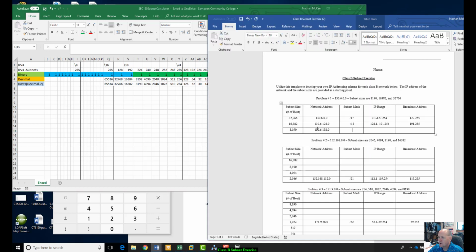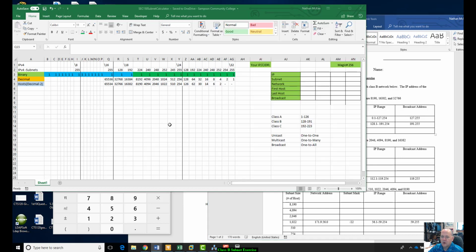Okay, so 130.6.122.0 is our network address. It's a 0. It's an even number. We know that. So that's a 50% shot. That's correct. All right. We need 8190 hosts total. So 8190 hosts would be right here.